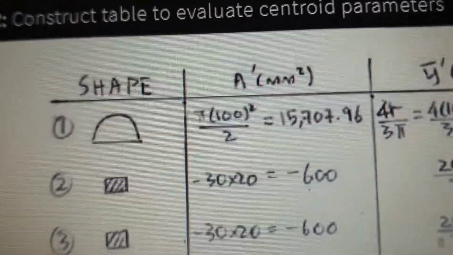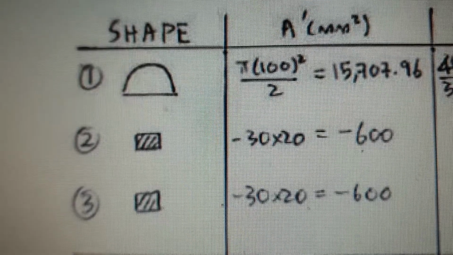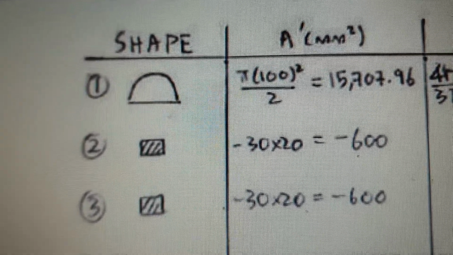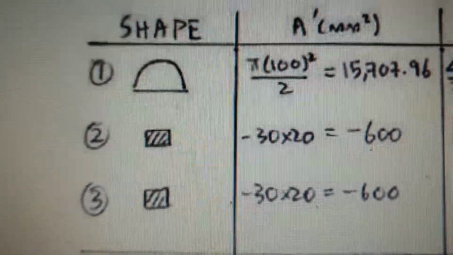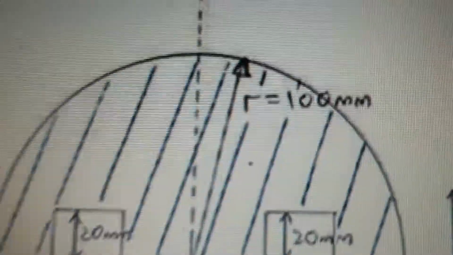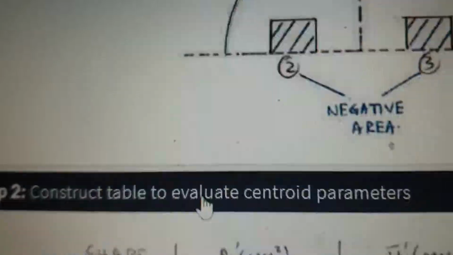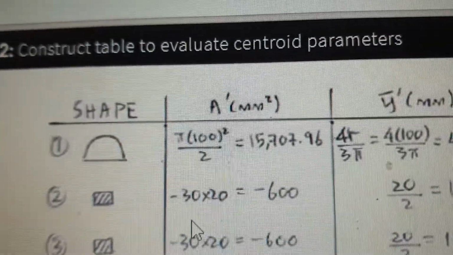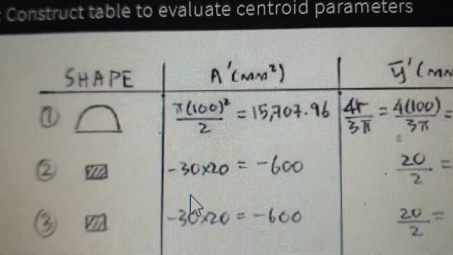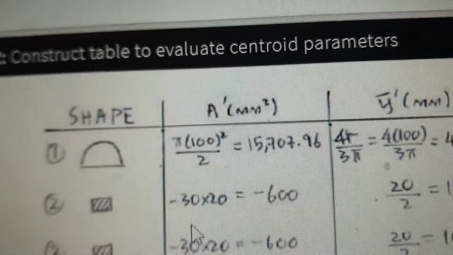So let's take the full half circle. Remember the half circle area is pi r square over 2. Full circle is pi r square. So what is the radius? It's 100. So r square is 100 square. So pi times 100 square over 2. The area here is 15707.96. That's in millimeters square because it's r square.